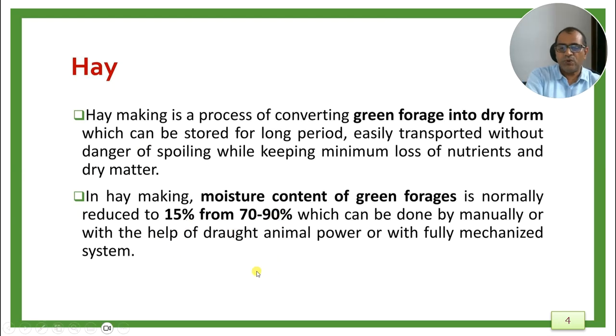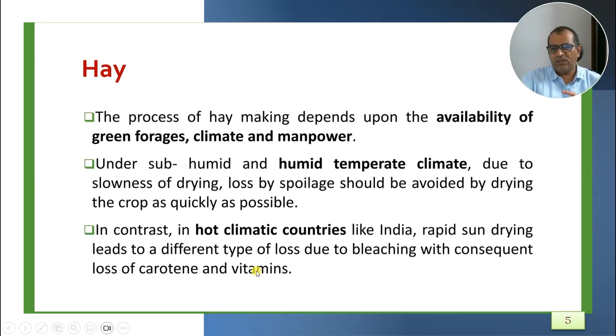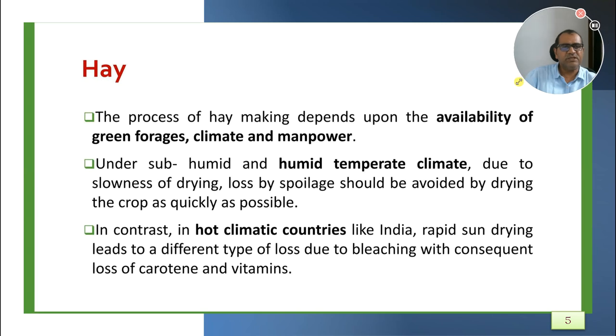The process of hay making depends upon many things. Number one, the availability of green fodder, and forage and fodder are the same. Then the climate when we are making the hay, and third, how much manpower is available with you for hay making. These are the three important factors.